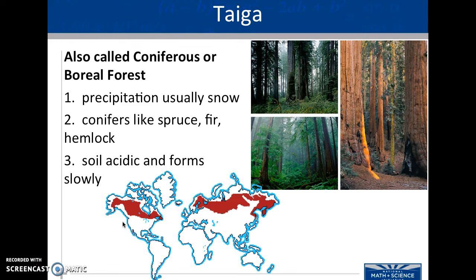The taiga, also called the coniferous or the boreal forest, this is going to be north of us, so then we see that the most common tree is going to be your coniferous tree, so cone-bearing needle trees. This is in northern Russia, north of China, north of us, Canada. Precipitation is usually snow as opposed to rain, and we see that the length of fall and winter is going to be slightly longer in the taiga.